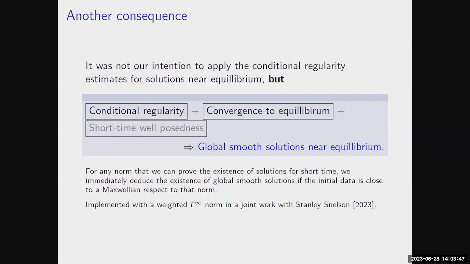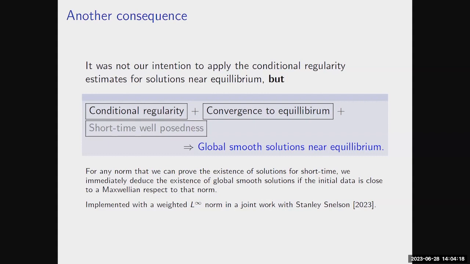This is because if the solution is close to the Maxwellian, then the hydrodynamic assumptions are automatically true. And if the hydrodynamic assumptions are automatically true, the function stays uniformly smooth. So the convergence to equilibrium applies, so the solution can never go away from equilibrium, basically. It's a very simple consequence in a way.